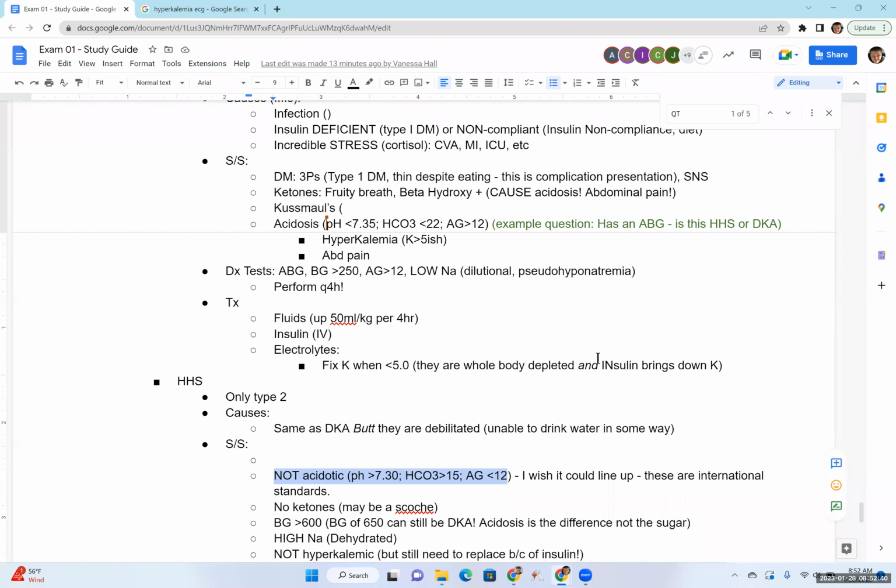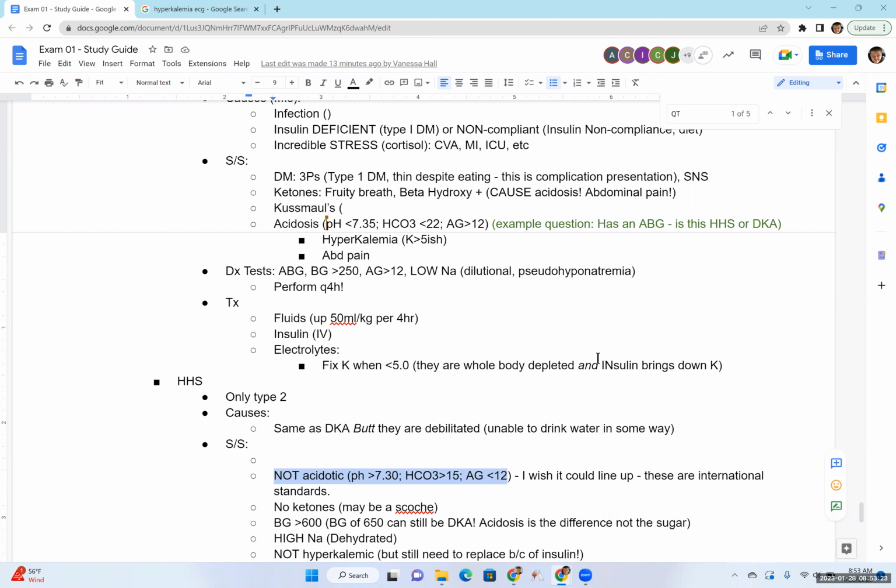Right. So treatment: fluids, insulin, electrolytes. Fluids, because they were peeing three times as much. They were peeing a lot, and therefore we have to replace the fluids. So 50 mLs per kilo per 4 hours. They weigh 80 kilos. How much is that? We have to replace fluids, and it should be 50 mLs per kilo in 4 hours. It is a lot. How much? 4 liters, right?